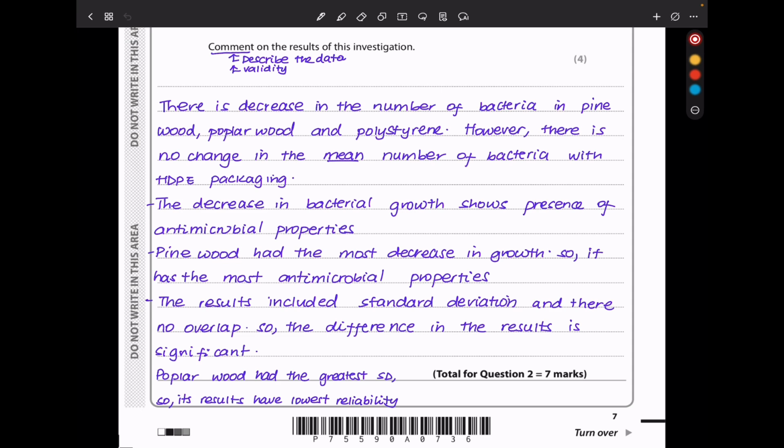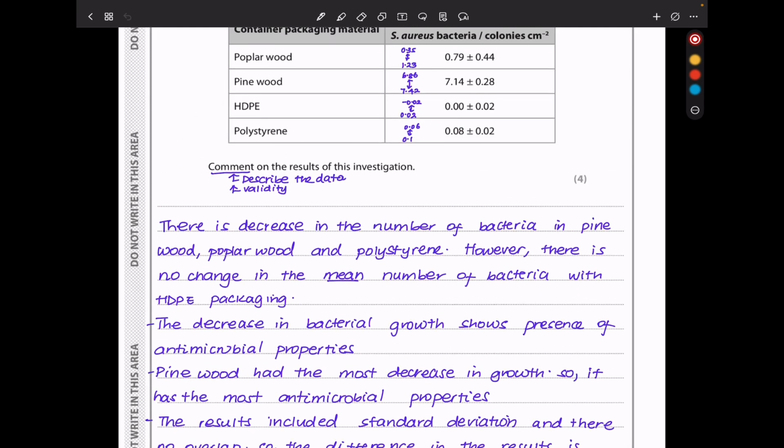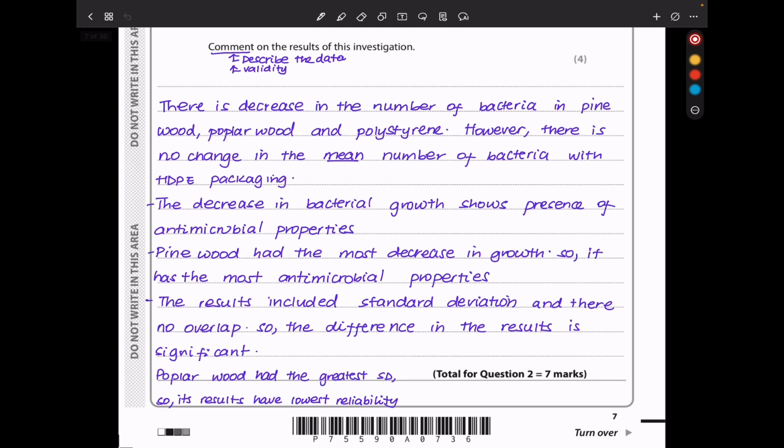The results included standard deviation and there is no overlap, so the difference in the results is significant. I could go on to say that poplar wood had the greatest standard deviation, so its results have the lowest reliability. And again, to remind you, when they say comment, you have to describe. You could explain the results, talk about validity, talk about the methodology, as well as the sample size. So this brings us to the end of question 2. Let's continue to question 3.